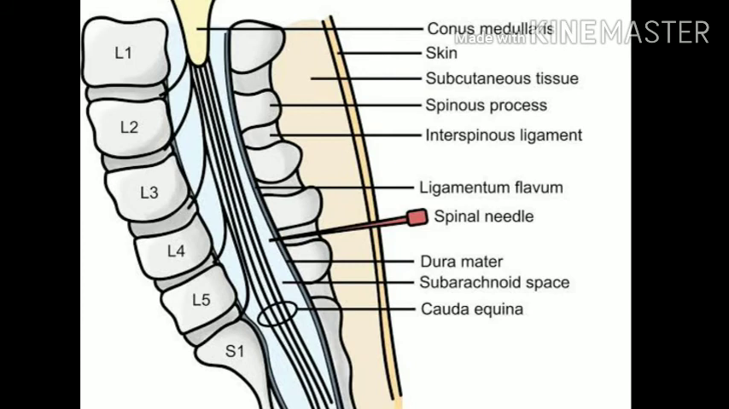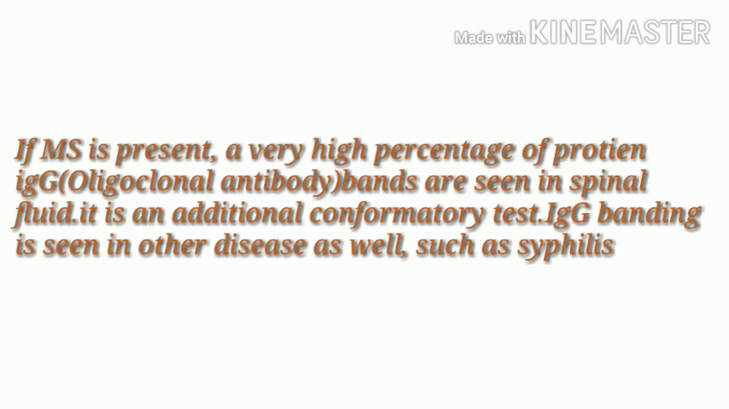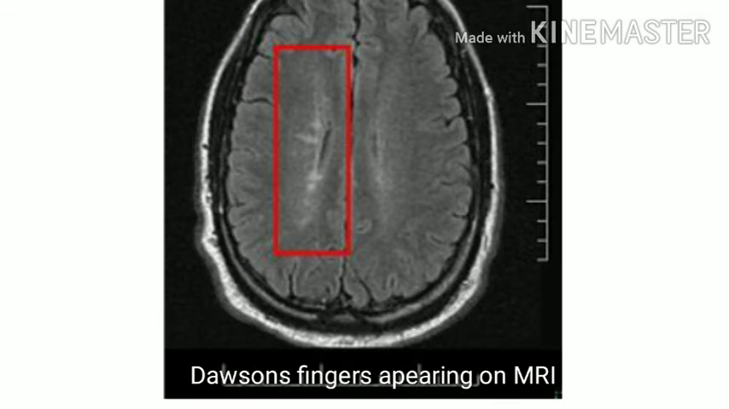Evoked potential test. An evoked potential test measures the speed of nerve message along sensory nerves to the brain and is sometimes used in the diagnosis of multiple sclerosis. Lumbar puncture and CSF study can identify antibodies that suggest the presence of multiple sclerosis. In contrast, in MRI, damaged blood-brain barrier can be seen, with multiple sclerosis lesions known as Dawson's fingers.